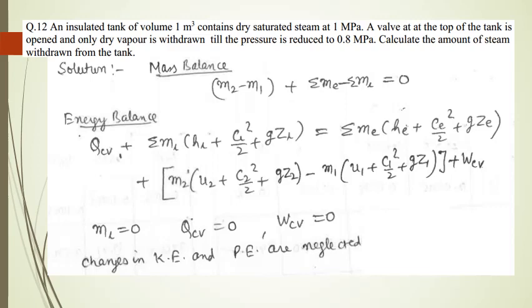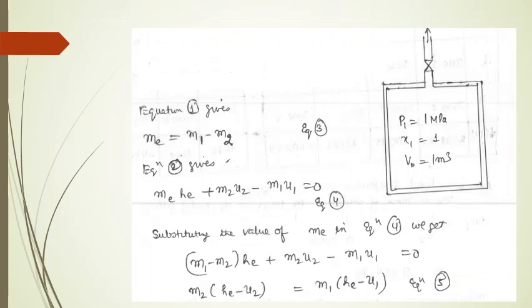Now energy balance equation has been written on the slide. Mi is equal to 0, heat transfer is equal to 0 as the tank is insulated. There is no work delivered by the system, so W is equal to 0. The changes in kinetic and potential energy terms are neglected. Now equation 1 gives Me is equal to M1 minus M2, that is equation number 3. Now energy balance equation gives Me He plus M2U2 minus M1U1. Now substituting the value of Me from equation number 3 in equation number 4, we get equation number 5.